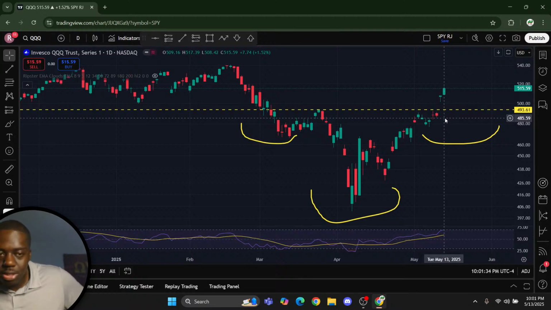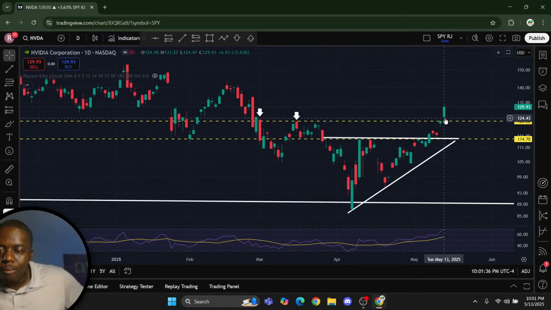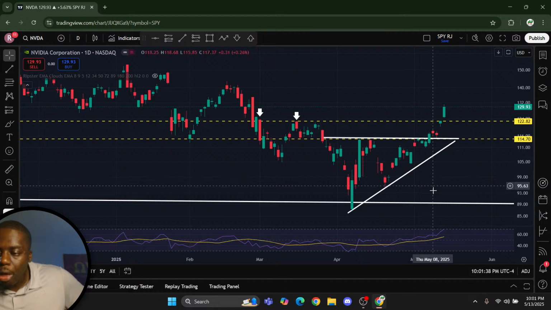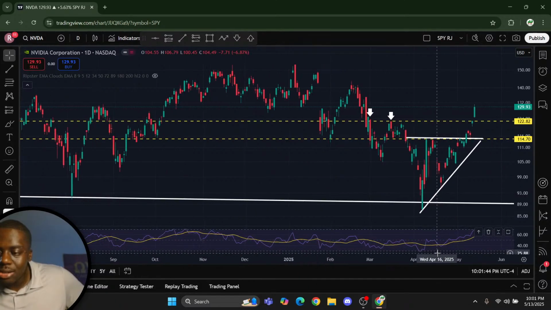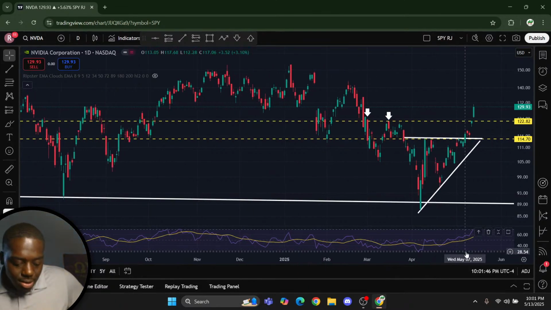QQQ is bullish. NVIDIA. NVIDIA has already broken out. But if it wants to continue, why stop it?